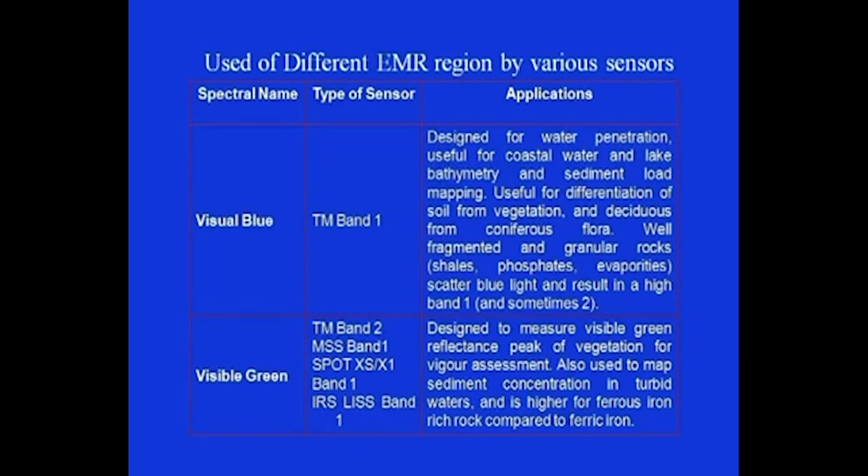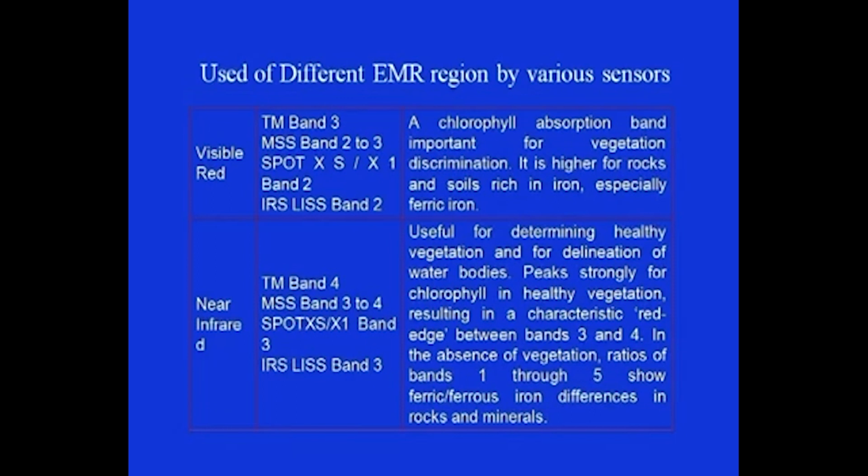In the visible green spectral region, we find that the different sensors which are operating are the TM band 2, MSS band 1, SPOT XS band 1, and IRS LISS band 1, designed to measure the visible green reflectance peak of vegetation for vigor measurement, also to map sediment concentrations in turbid waters, and is higher for ferrous iron rich rock compared to ferric iron.